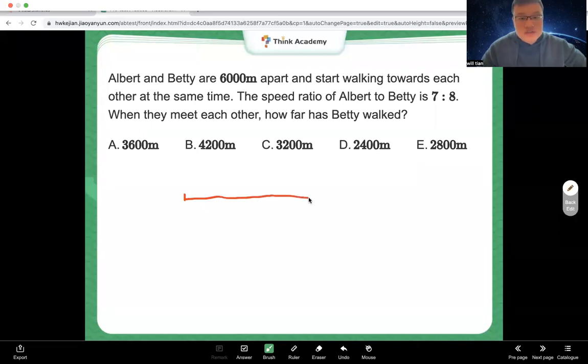So guys, for such kind of problem, you can draw a diagram here. We know that total distance is 6,000, right? 6,000. And this is Albert, this is Betty. We know the speed ratio is this much, right? So it looks like Betty is the faster one. So Betty in the same time.